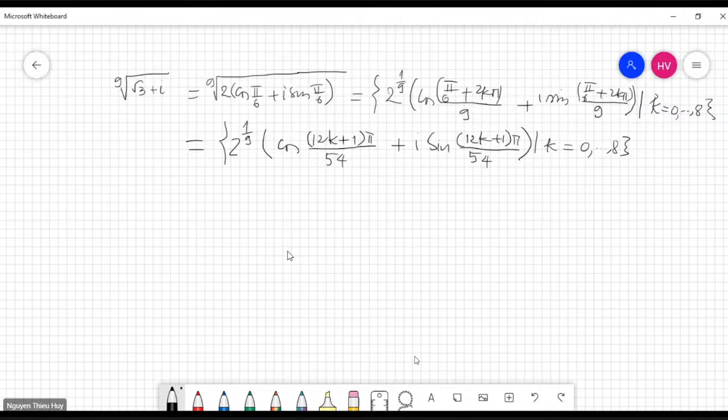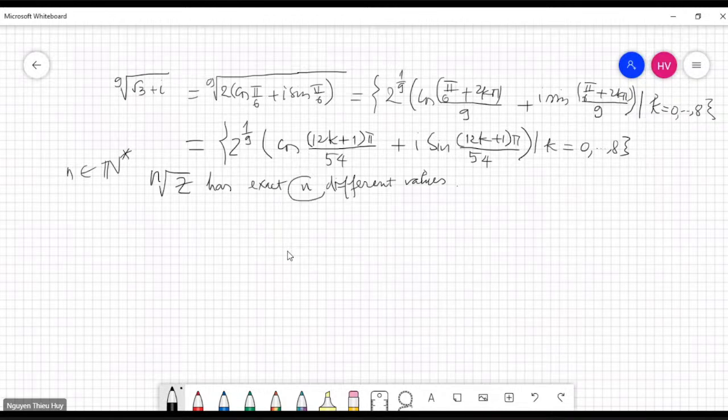And remember, the nth root of z, when n is an integer, a natural number greater than 0, so n is of course positive, always contains exactly n different values, no more, no less. Exactly n.